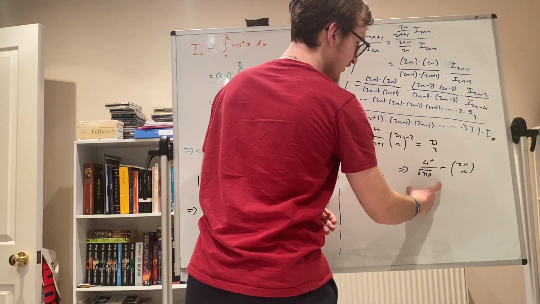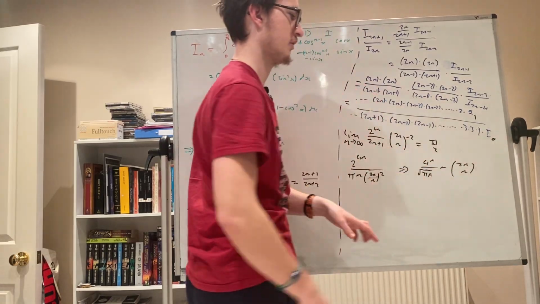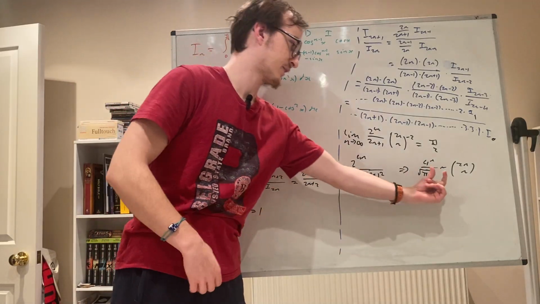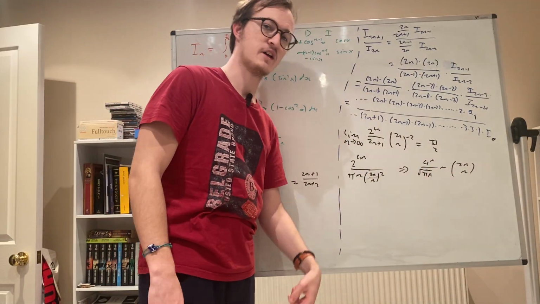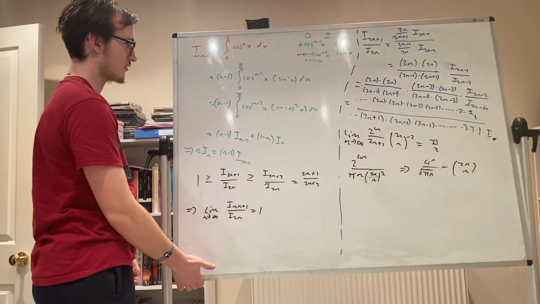And so therefore we can say that 4 to the n over square root of pi n is just asymptotic to 2n choose n. And this fact right here is going to be very helpful in giving us Stirling's approximation. So let's see how on the other side of the board.